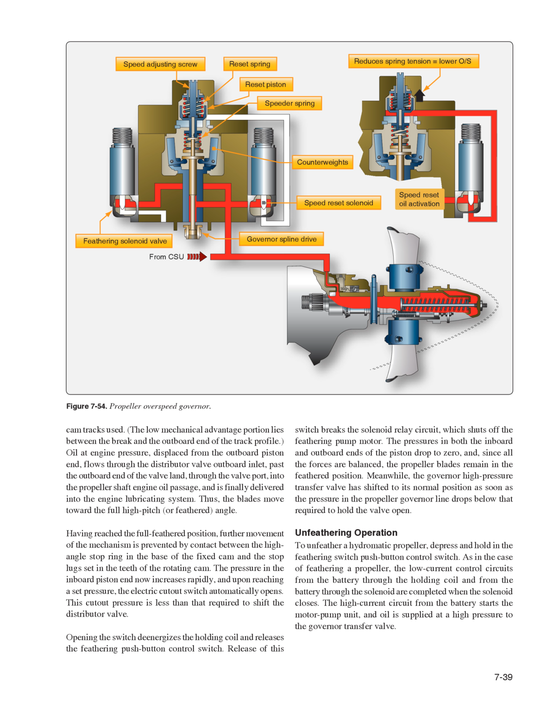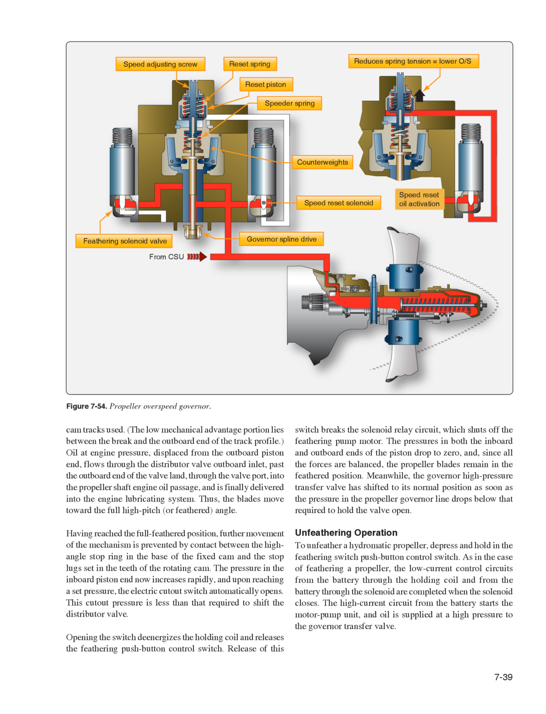Having reached the full feathered position, further movement of the mechanism is prevented by contact between the high angle stop ring and the base of the fixed cam and the stop lug set in the teeth of the rotating cam. The pressure in the inboard piston end now increases rapidly, and upon reaching a set pressure, the electric cutout switch automatically opens. This cutout pressure is less than that required to shift the distributor valve.